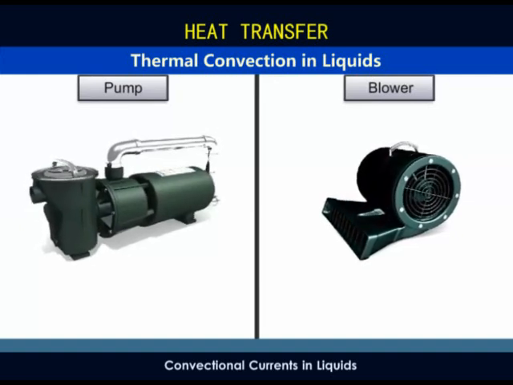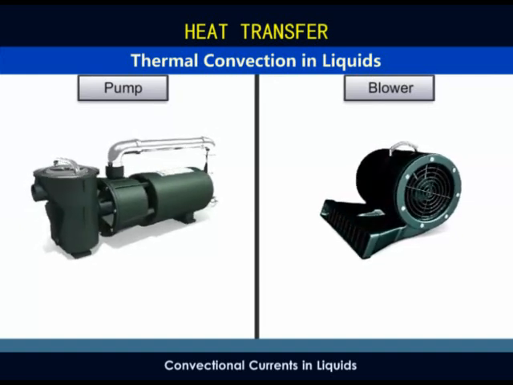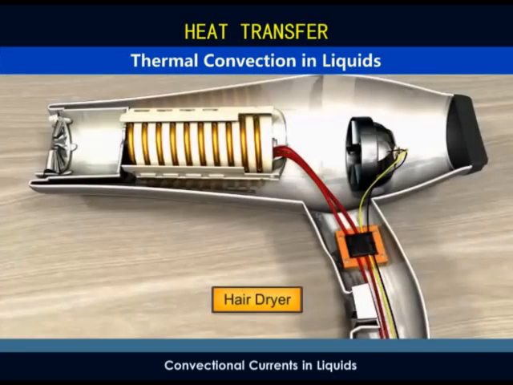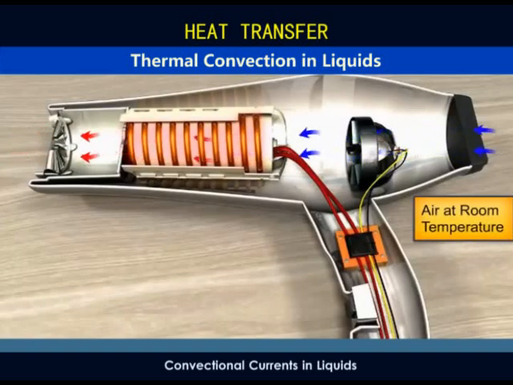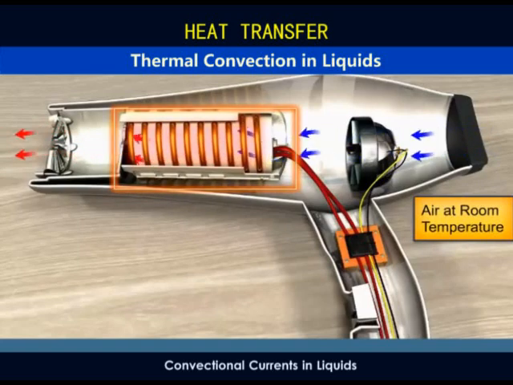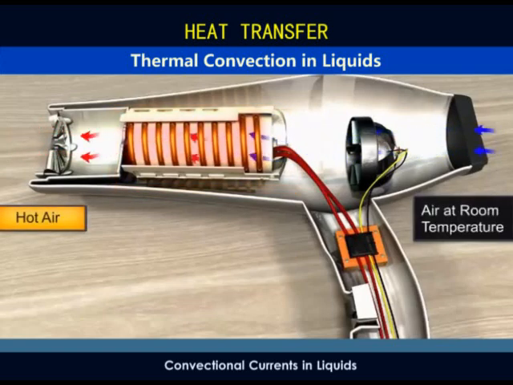If the movement of matter is caused by a pump or a blower for heat transfer, it is called forced convection. One of the most common examples of forced convection that we see around us is the working of a hair dryer. Air at room temperature is sucked by a motor and heated up by forced convection as it passes over hot coils inside the dryer. This air is then blown out through the nozzle provided.